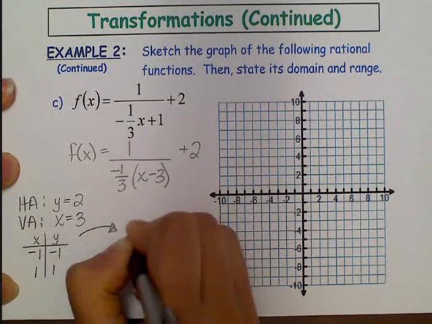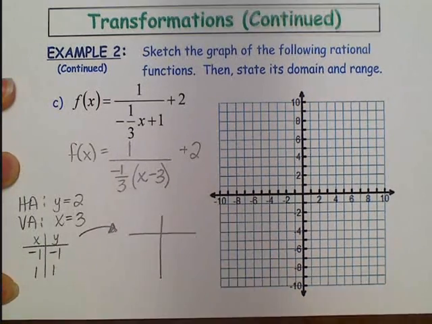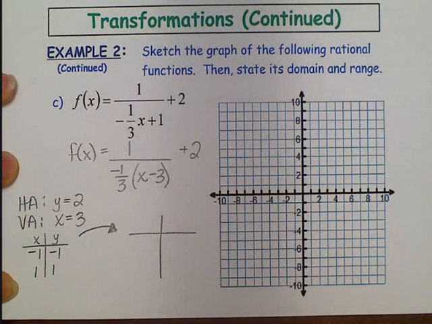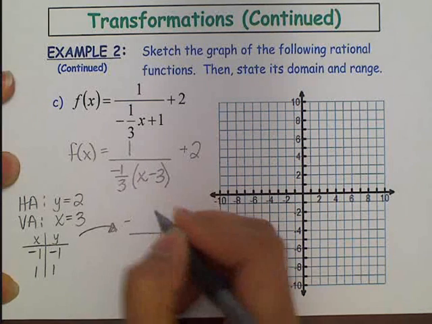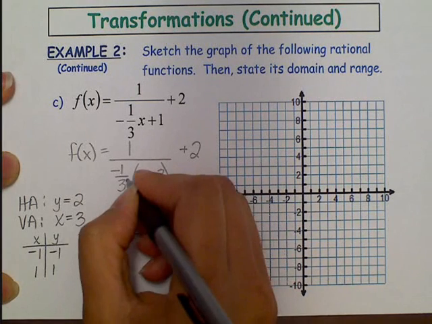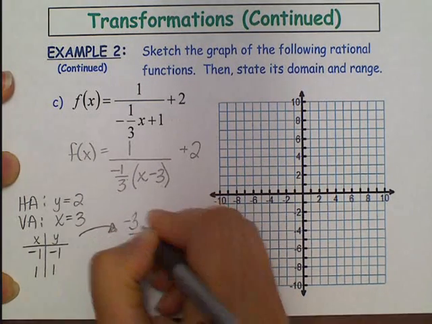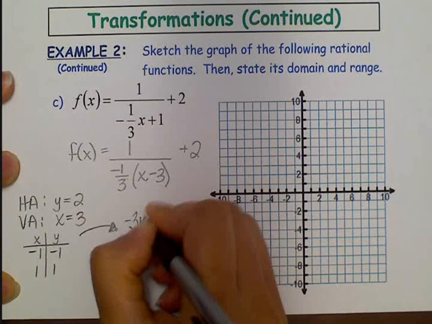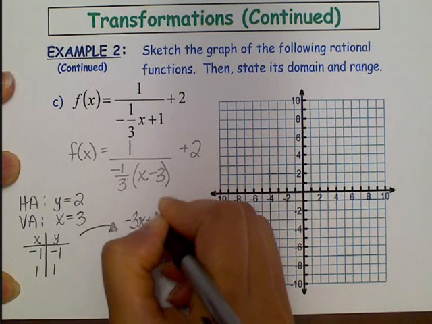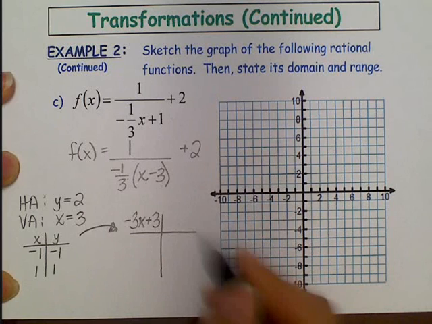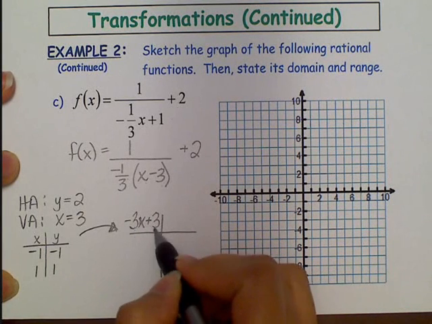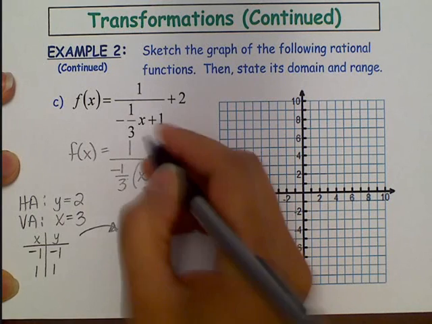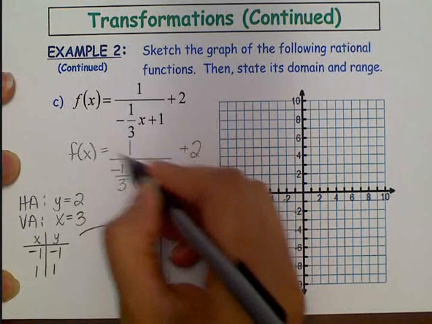So -1, -1, 1, and 1, and then we can look at our transformed points as well. Okay, in terms of our horizontal transformations, there's been a reflection along the y-axis, a horizontal stretch by a factor of 3, and then a horizontal shift to the right 3 as well. So: reflection in the y-axis, stretch by a factor of 3, shift to the right 3.